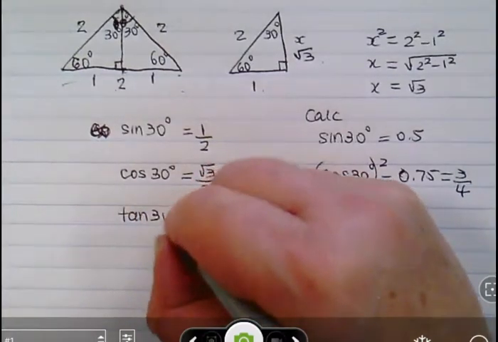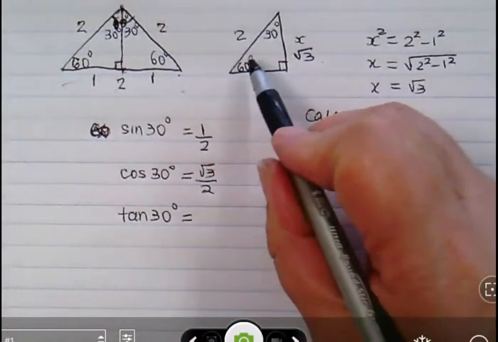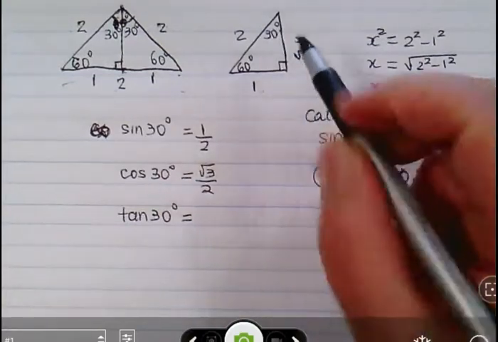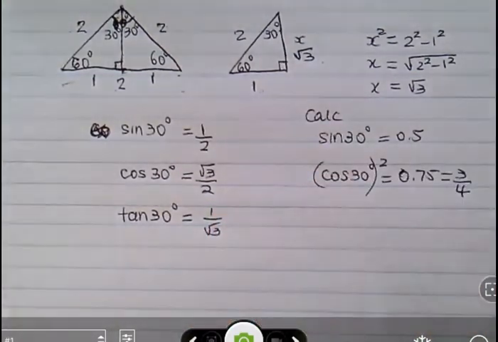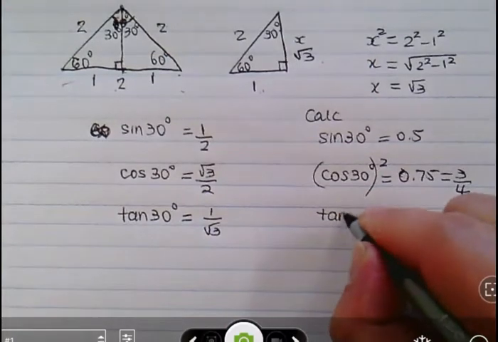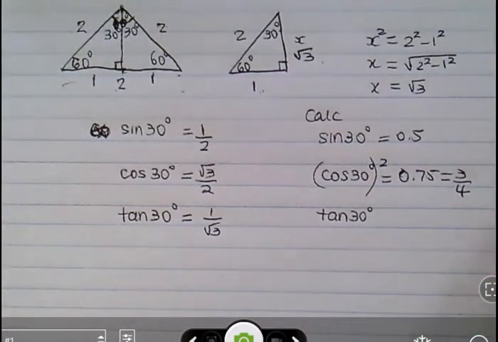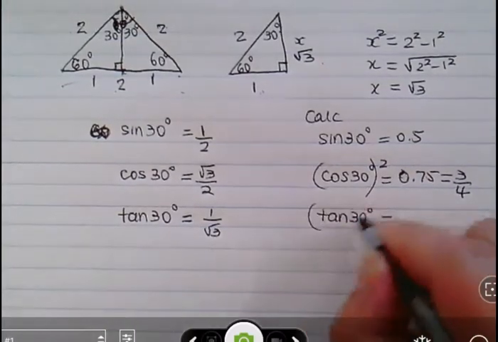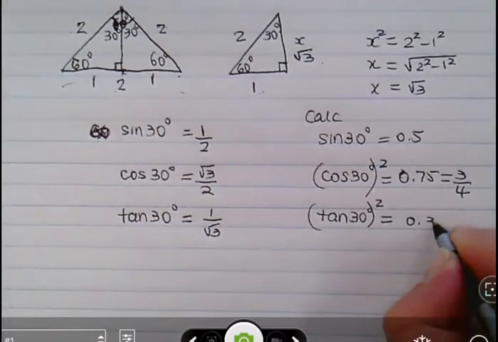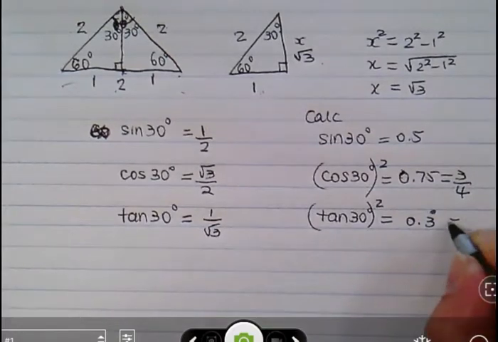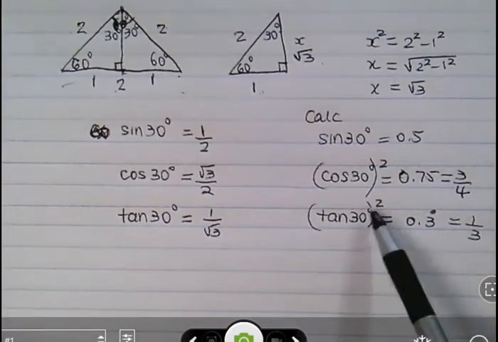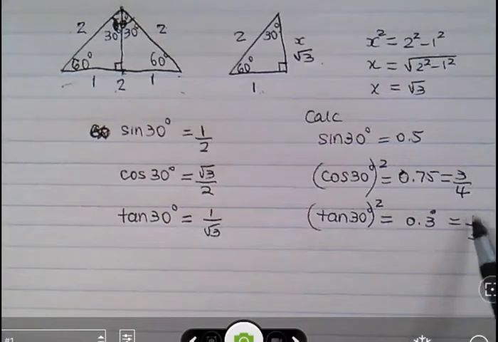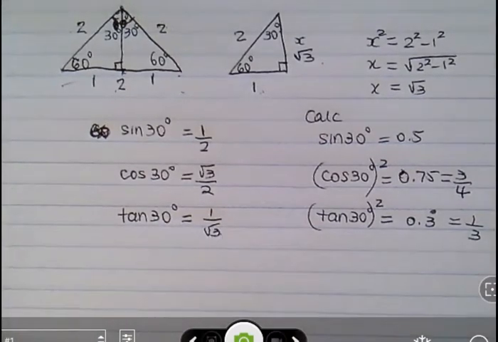Tan of 30 degrees is opposite over adjacent, 1 on root 3. Now, if you do tan of 30 on your calculator, you get a number that's not nice. You square it and you get 0.3 recurring. Now, you know that that's 1/3. So if you've squared that, go back and square root it. Square root of 1 is 1, square root of 3 is root 3.